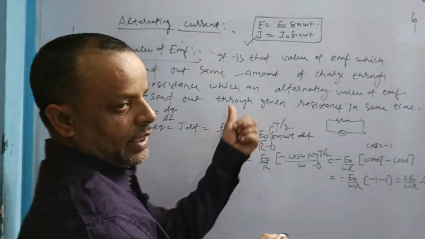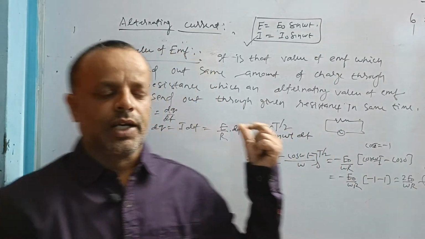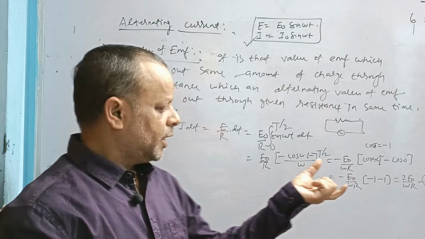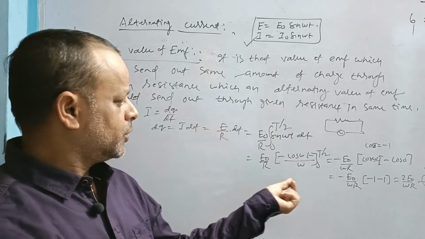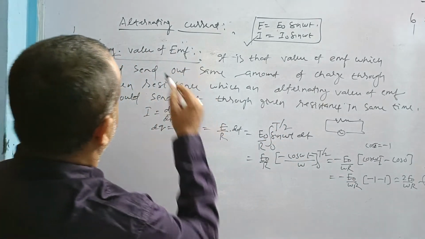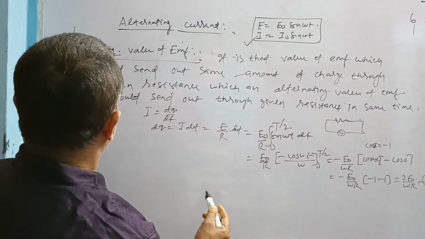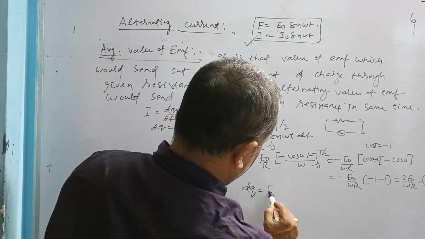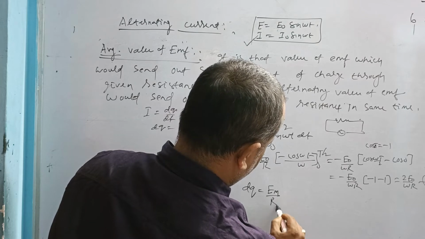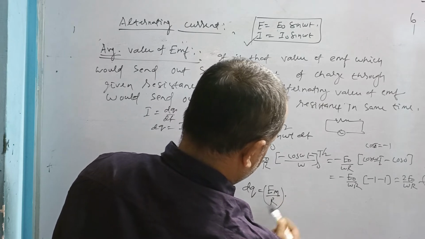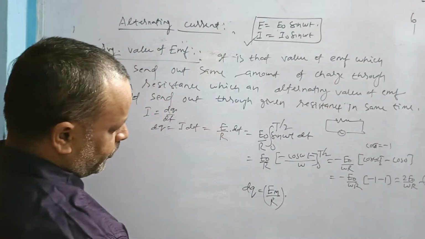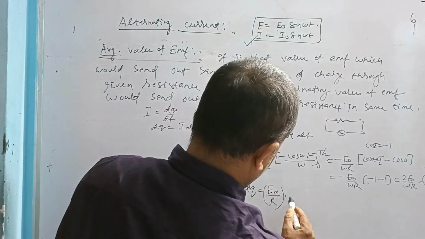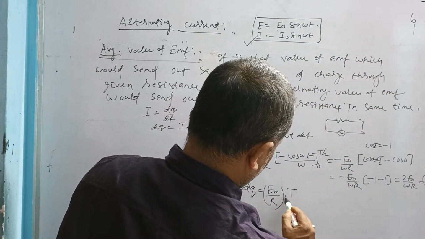As it was said in the definition, whatever the average value of the current has sent out through a given resistance, the mean value will also send out through the given resistance. Then the second equation will be: the mean value of the EMF has sent out how much charge? Delta Q is equal to I into delta T. This is I into T by 2.